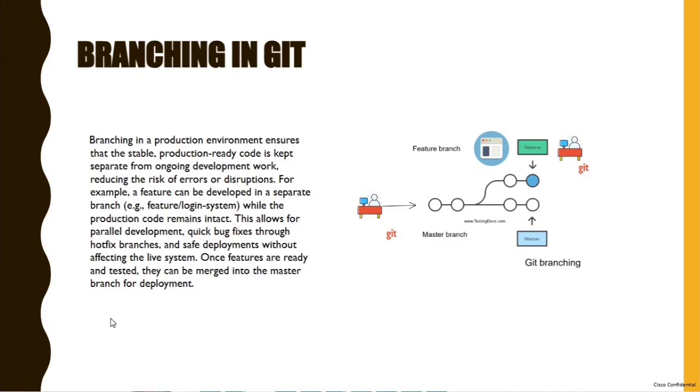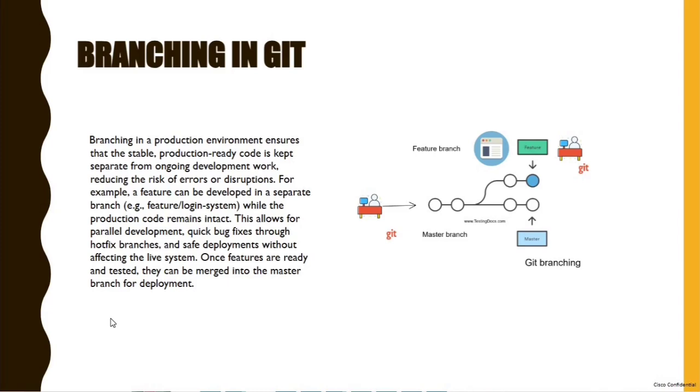So branching in a production environment ensures that the stable production ready code is kept separate from ongoing development work, which reduces the risk of errors or disruptions. For example, a feature can be deployed in a separate branch while the production code remains intact. This allows for parallel development, quick bug fixes through hotfix patches, and safe deployments without affecting the live system. So once features are ready and tested, they can be merged into the master branch for deployment.